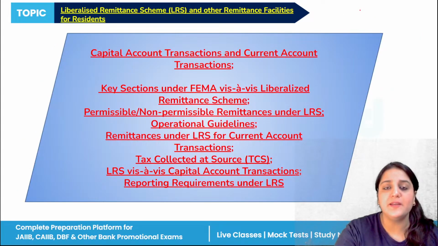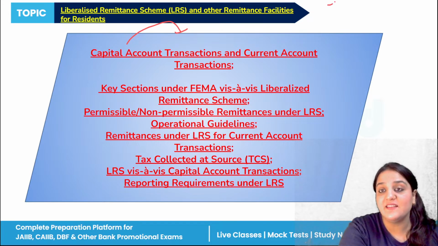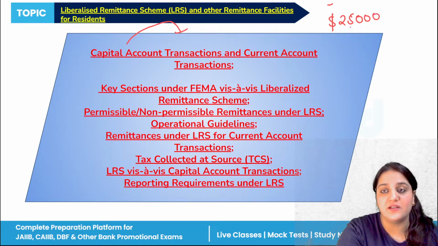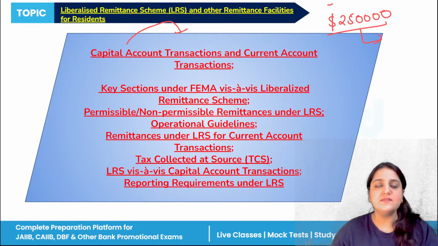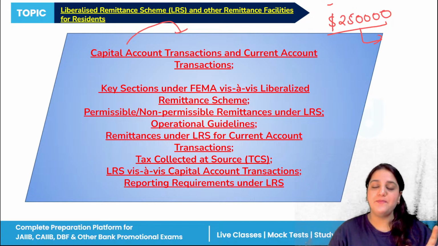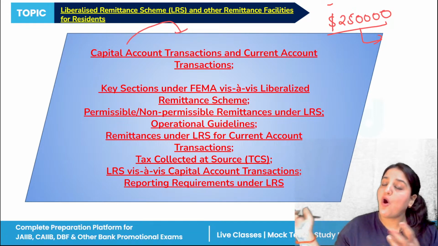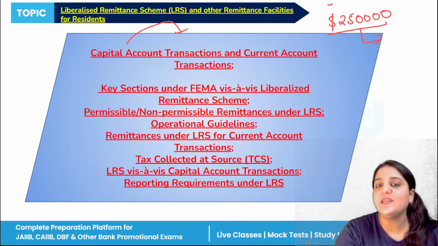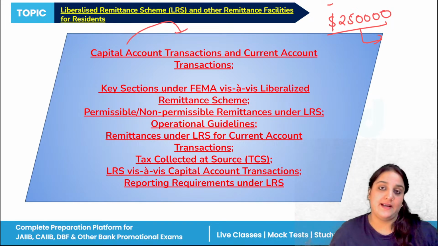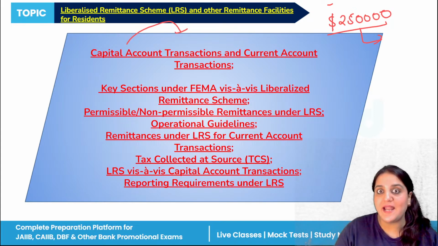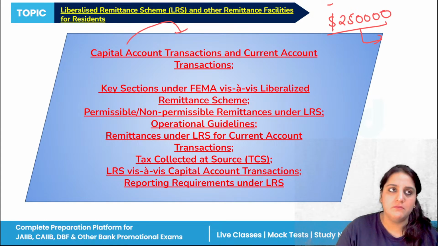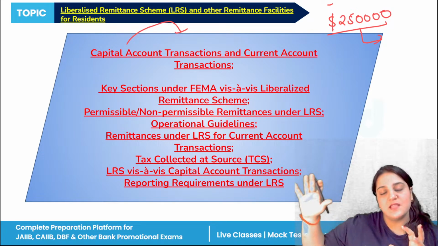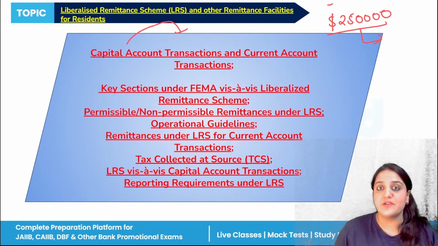Then you will learn here about capital account transactions and the LRS. What is the Liberalized Remittance Scheme? Here up to $50,000 is approved by the RBI, that you can send money abroad, and also you can receive money up to this amount only for one financial year. And there are some permissible activities. You can invest abroad also, or you can use the money for only these activities. So we are going to learn about these activities.